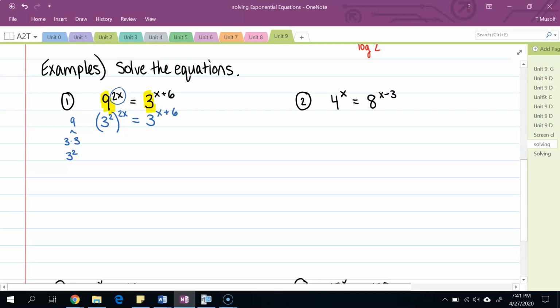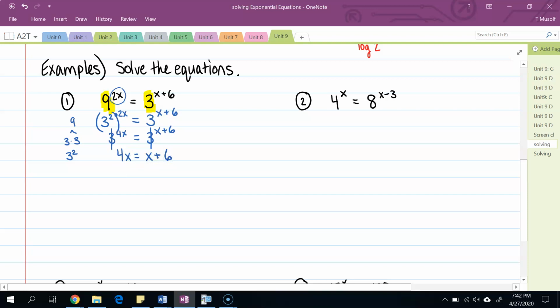And now I just have to remember my exponent rules. Right here, this means to multiply exponents. So that becomes 3 to the 4x, right? 2 times 2, that's 4. And now, since I just have the same base, no more parentheses, I can cross out my bases. I have 4x equals x plus 6.